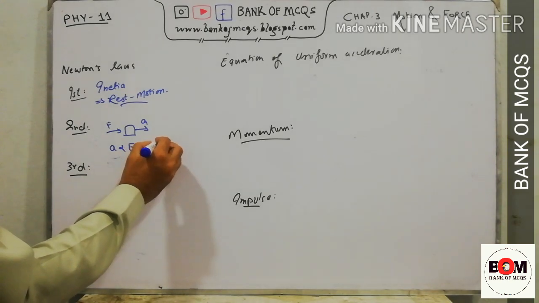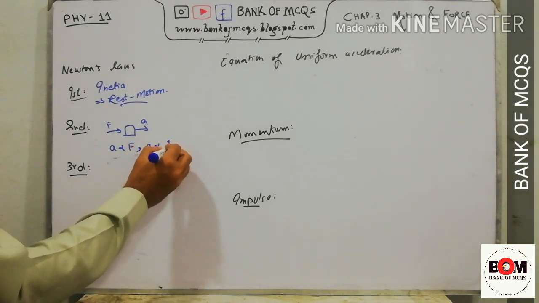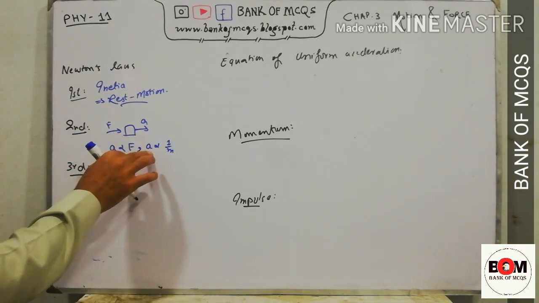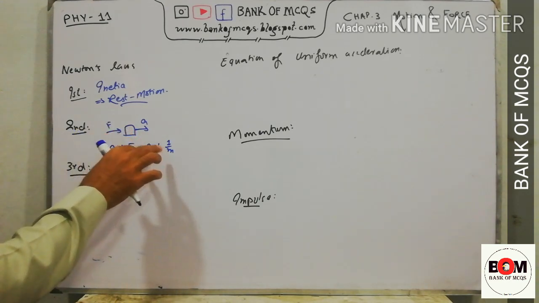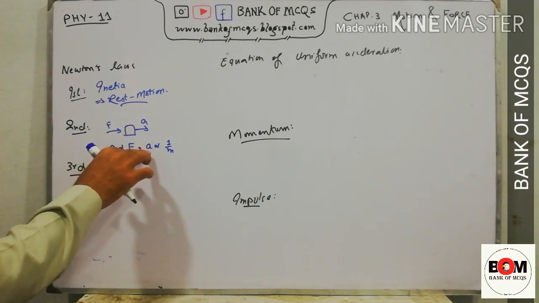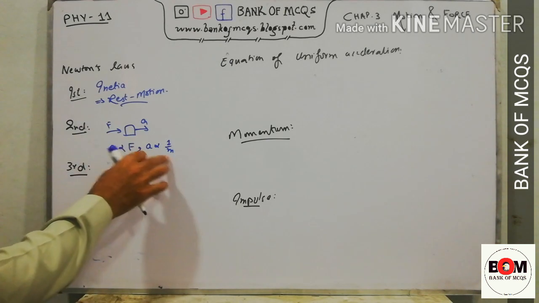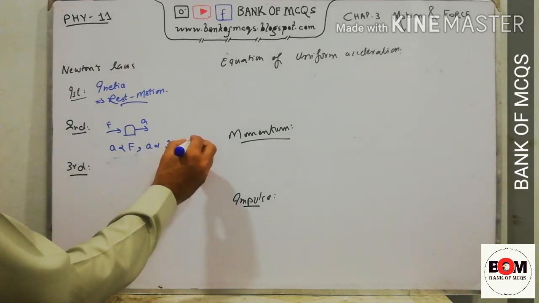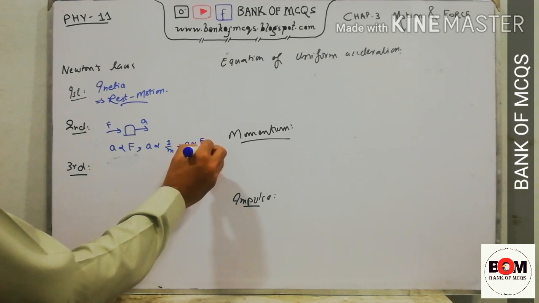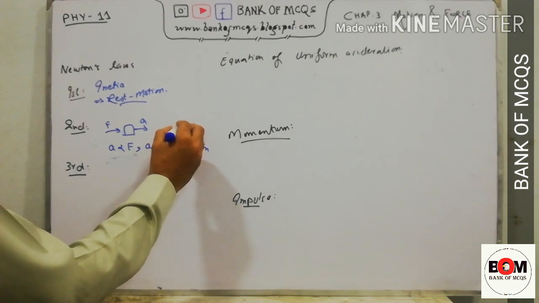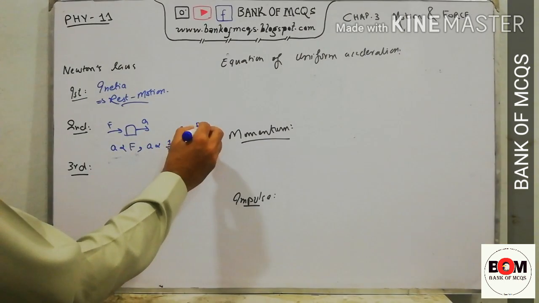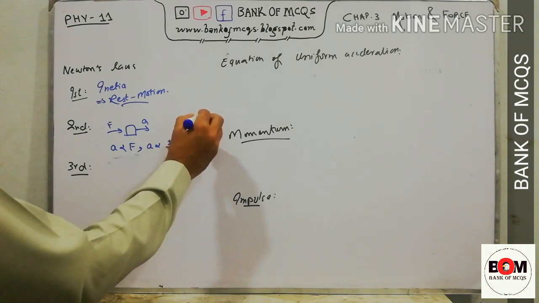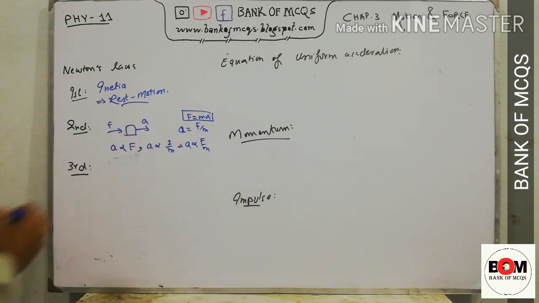And the second factor is mass. So acceleration is inversely proportional to the mass. If mass is high, then low acceleration will be produced. If mass is less, then high acceleration will be produced. Joining both of these, we can write that A is directly proportional to F divided by M, or A is equal to F divided by M, or F is equal to MA, and this is the equation of Newton's second law.